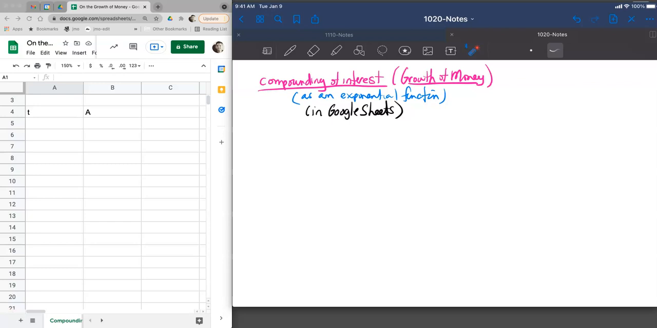In this video, we look at the compounding of interest problem as a growth of money problem, and we're going to see the relationship of compounding of interest to exponential functions again, and we will tie in the Google Sheet technology also to help us with these problems.